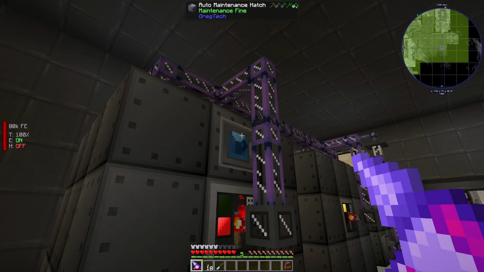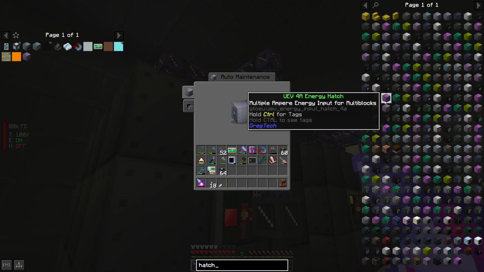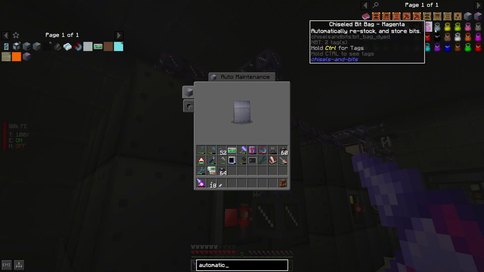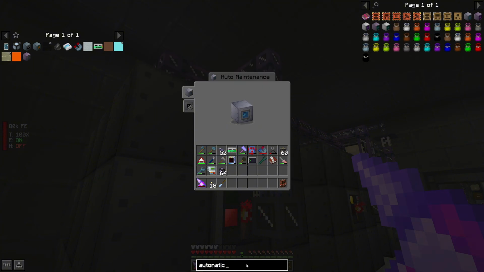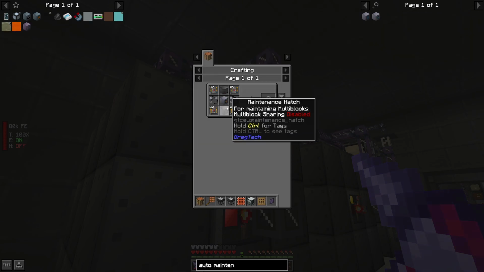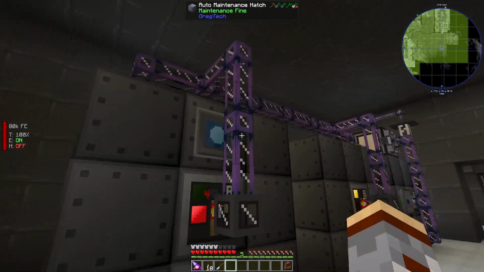Also, the automatic maintenance hatch. It's basically just a hatch that does not need to be activated or maintained, essentially. And to make that, oh god, where are you? Auto maintenance hatch. There we go. That's going to be 2 hatches and some HV components, but yeah, it's whatever.